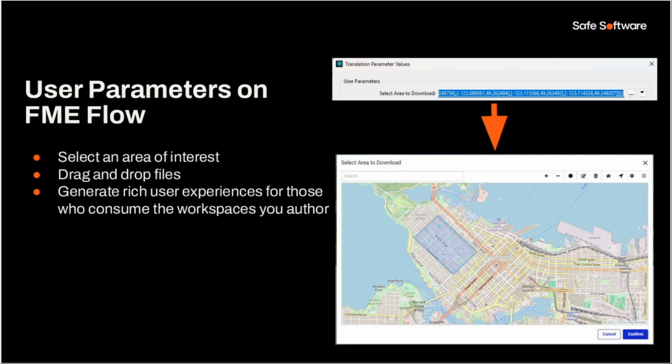It's fine for someone developing a workspace, but on FME Flow, you might want to make that a little more consumable. The person might not even know what FME is who's running the workspace. File parameters let users drag and drop files. We'll see that as well. That's another way they render a bit differently in Flow. So this lets you create rich user experiences on FME Flow simply by configuring your user parameters in FME Workbench. There's no coding required.